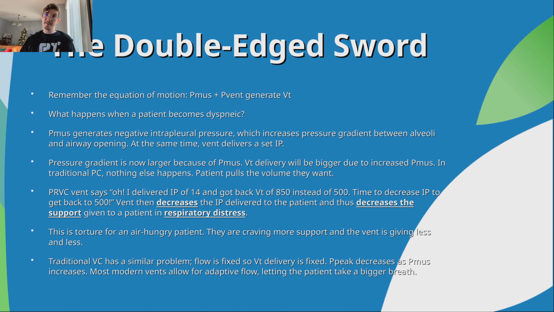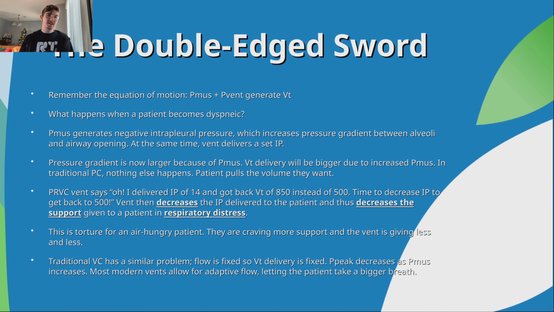Well, here's something that's bad. Let's first recall the equation of motion. You have basically the patient effort, P mus, and the ventilator effort, P vent, to generate tidal volume. Now let me ask you a question. What happens when the patient becomes dyspneic? The patient's inspiratory muscles generate negative intrapleural pressure, which increases the pressure gradient between the alveoli and the airway opening. At the same time, the ventilator is going to deliver a set inspiratory pressure. The pressure gradient is now larger than normal because of P mus.